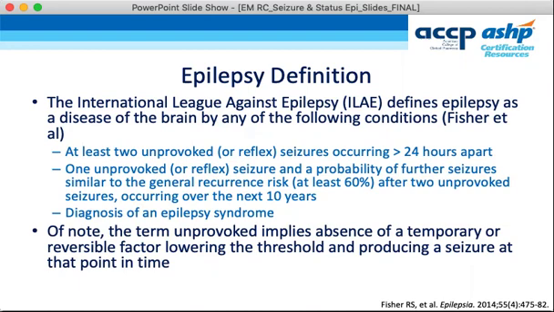The last is diagnosis of an epilepsy syndrome. There are a number of different epilepsy syndromes out there and they are beyond the discussion of this presentation. Common ones that we may see include Dravet syndrome, Lennox-Gastaut, infantile spasms, and others.